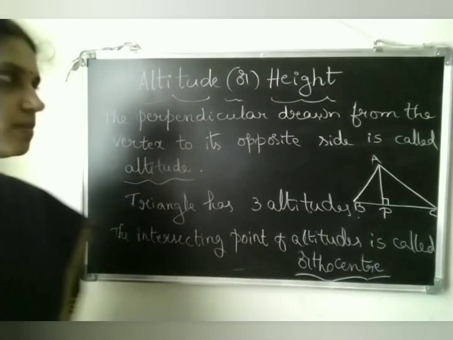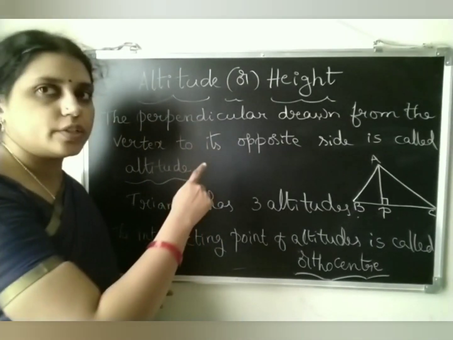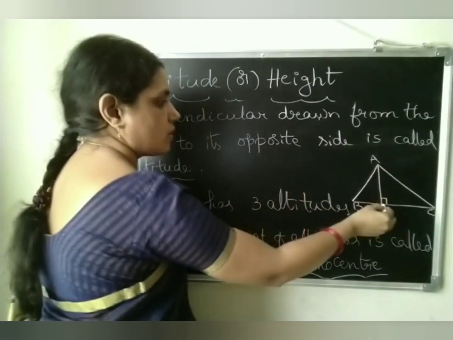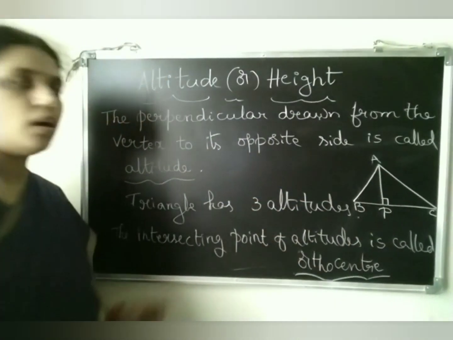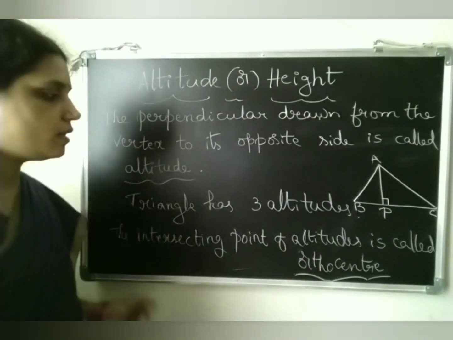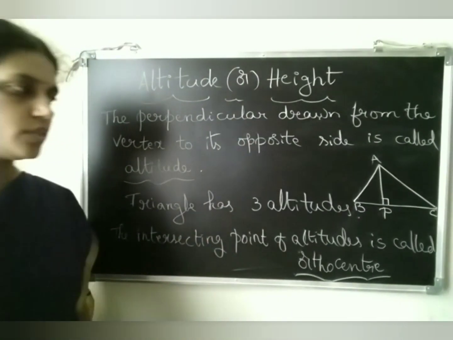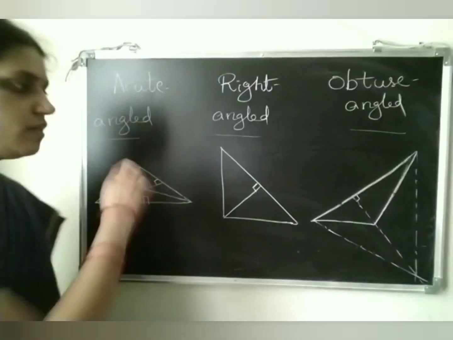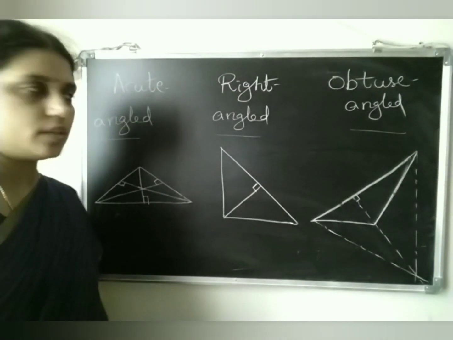Once more we will revise the same concept. So here, what is meant by altitude? The perpendicular drawn from the vertex to its opposite side is called altitude. And any triangle has 3 altitudes. And the meeting point of the 3 altitudes in the triangle is called orthocenter. Now we see for the 3 types of triangles how the altitudes will be.